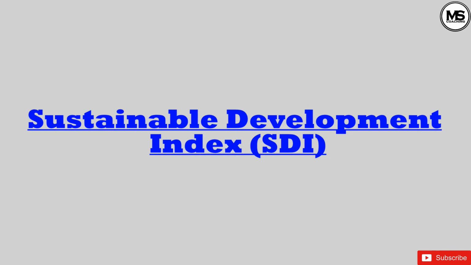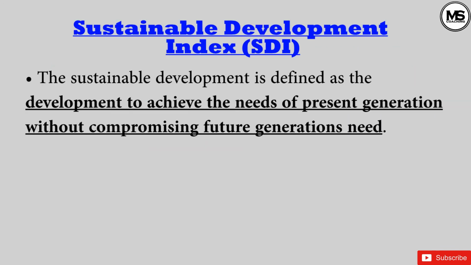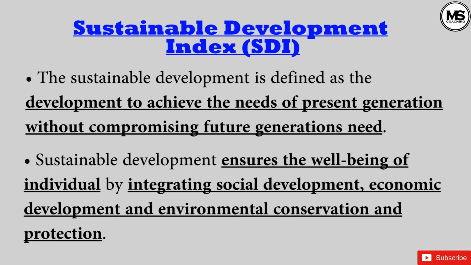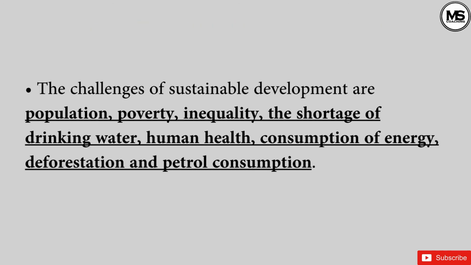Sustainable Development Index, SDI. Sustainable development is defined as development to achieve the needs of the present generation without compromising future generations' needs. Sustainable development ensures the well-being of individuals by integrating social development, economic development and environmental conservation and protection. The challenges of sustainable development are population, poverty, inequality, the shortage of drinking water, human health, consumption of energy, deforestation and petrol consumption.